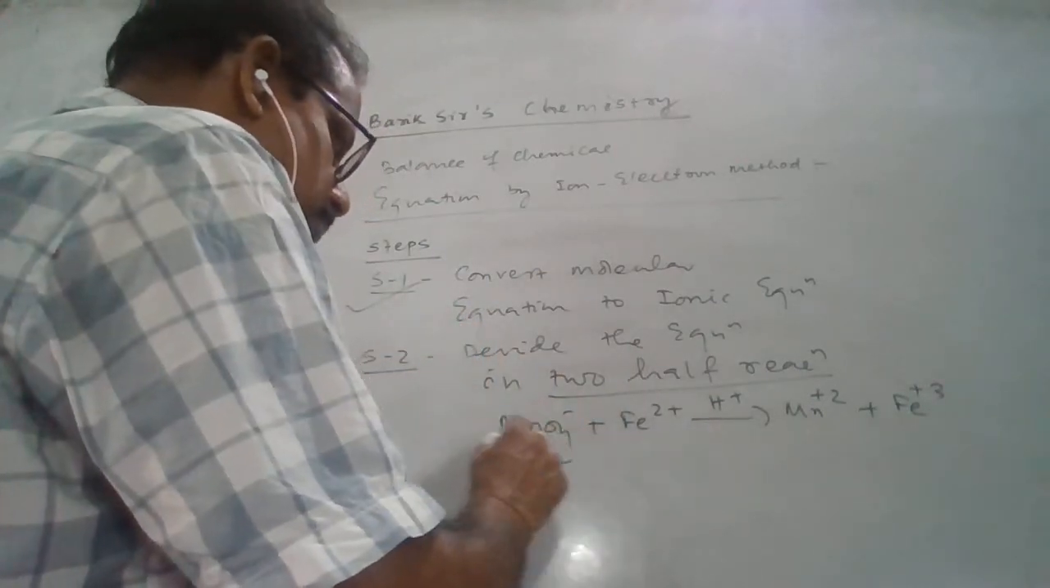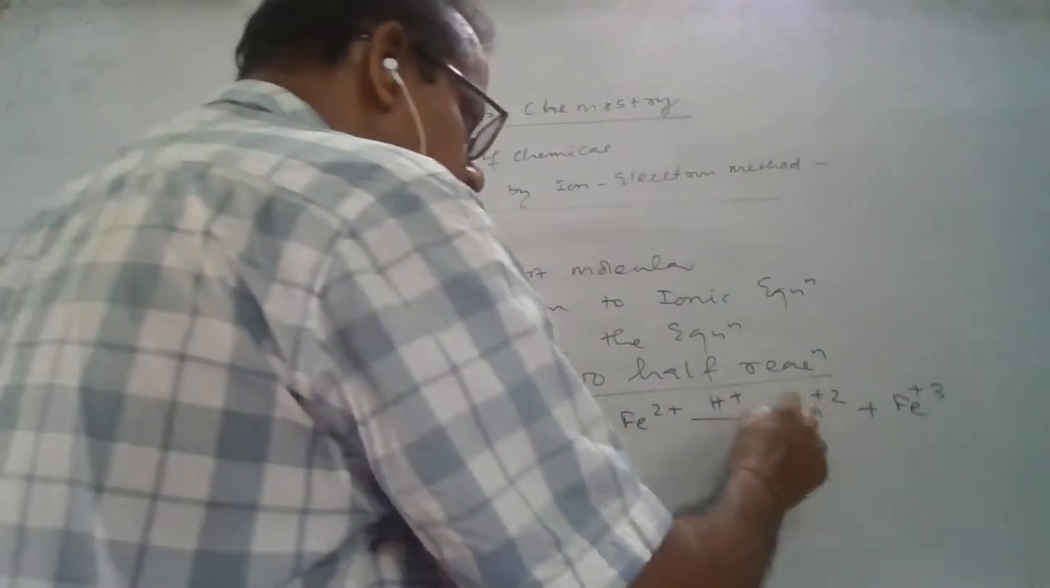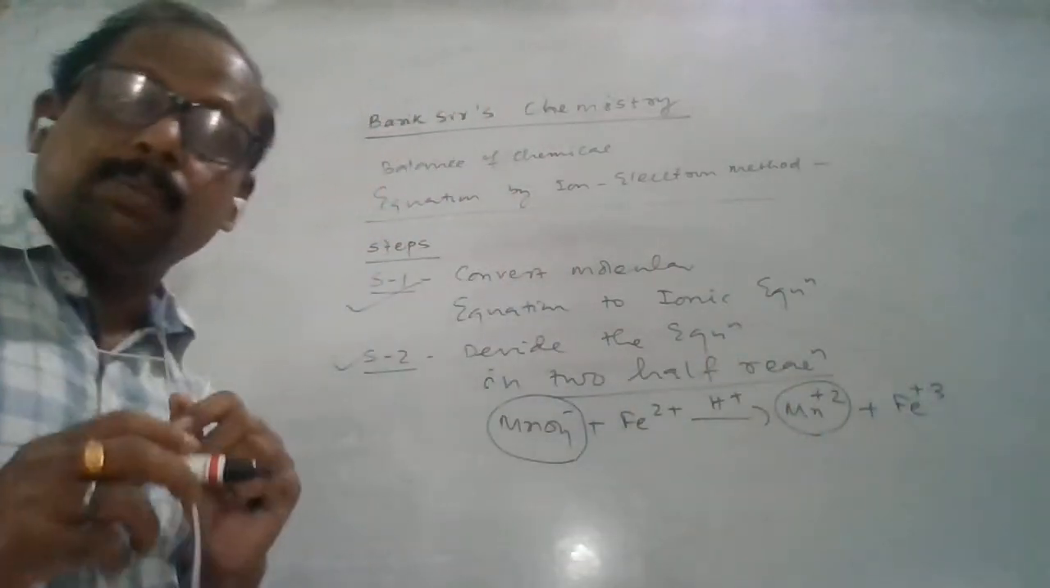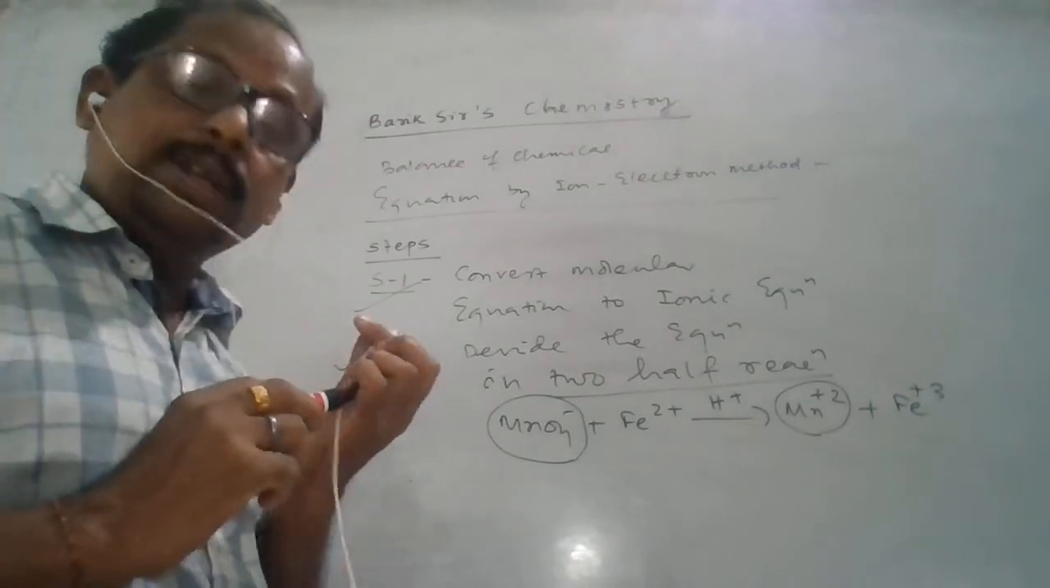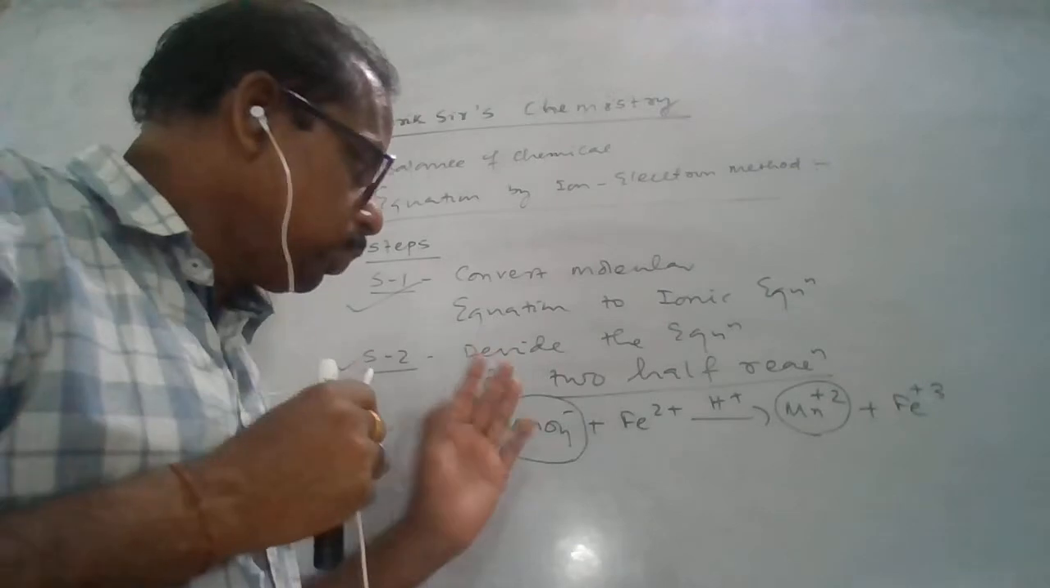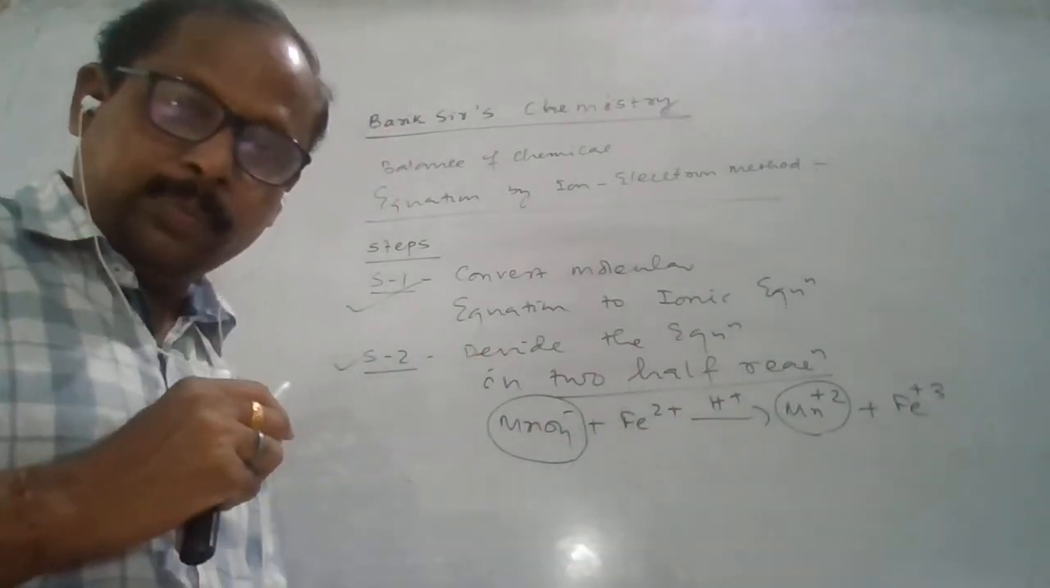Two half reactions means MnO4 minus is converted to Mn plus 2, and MnO4 minus is never converted to Fe plus 3. That is required. It needs your knowledge. So which one will be converted to which one?